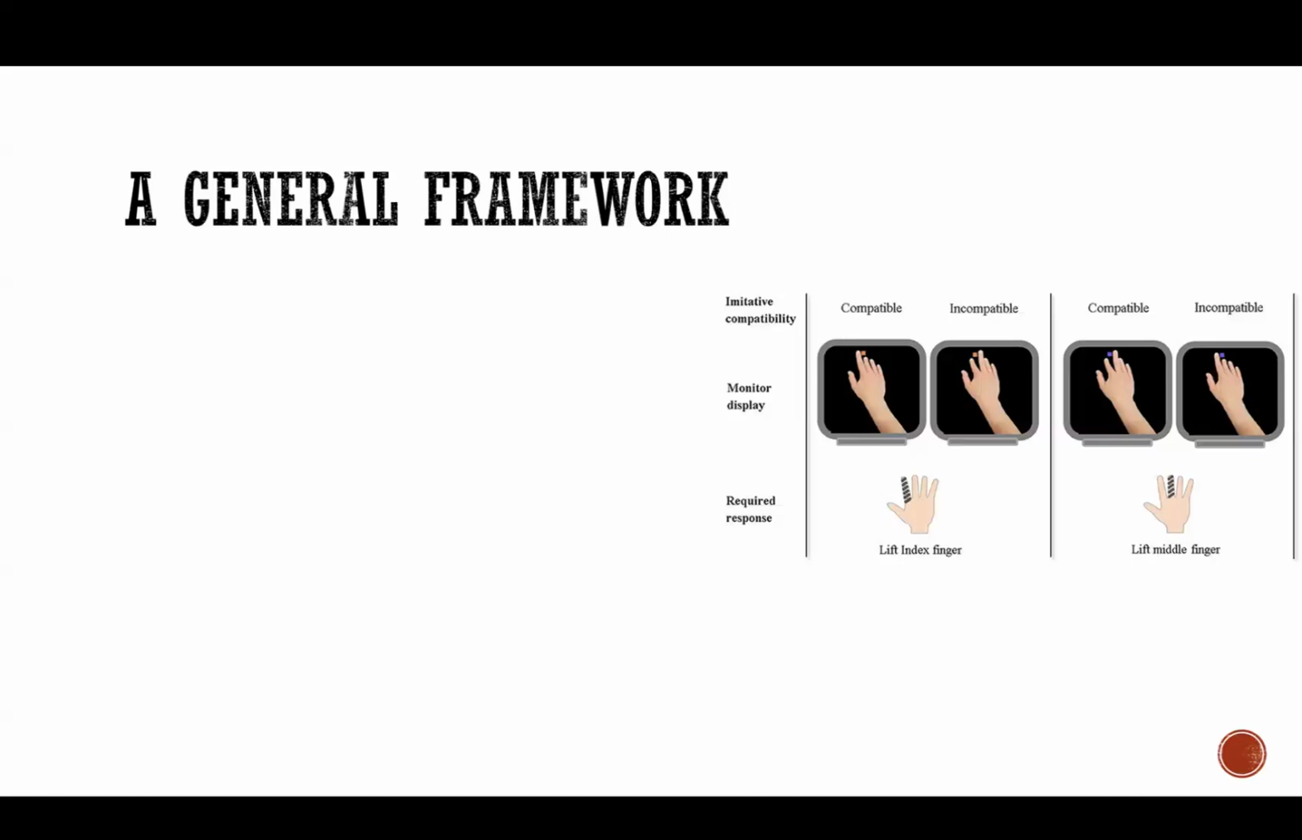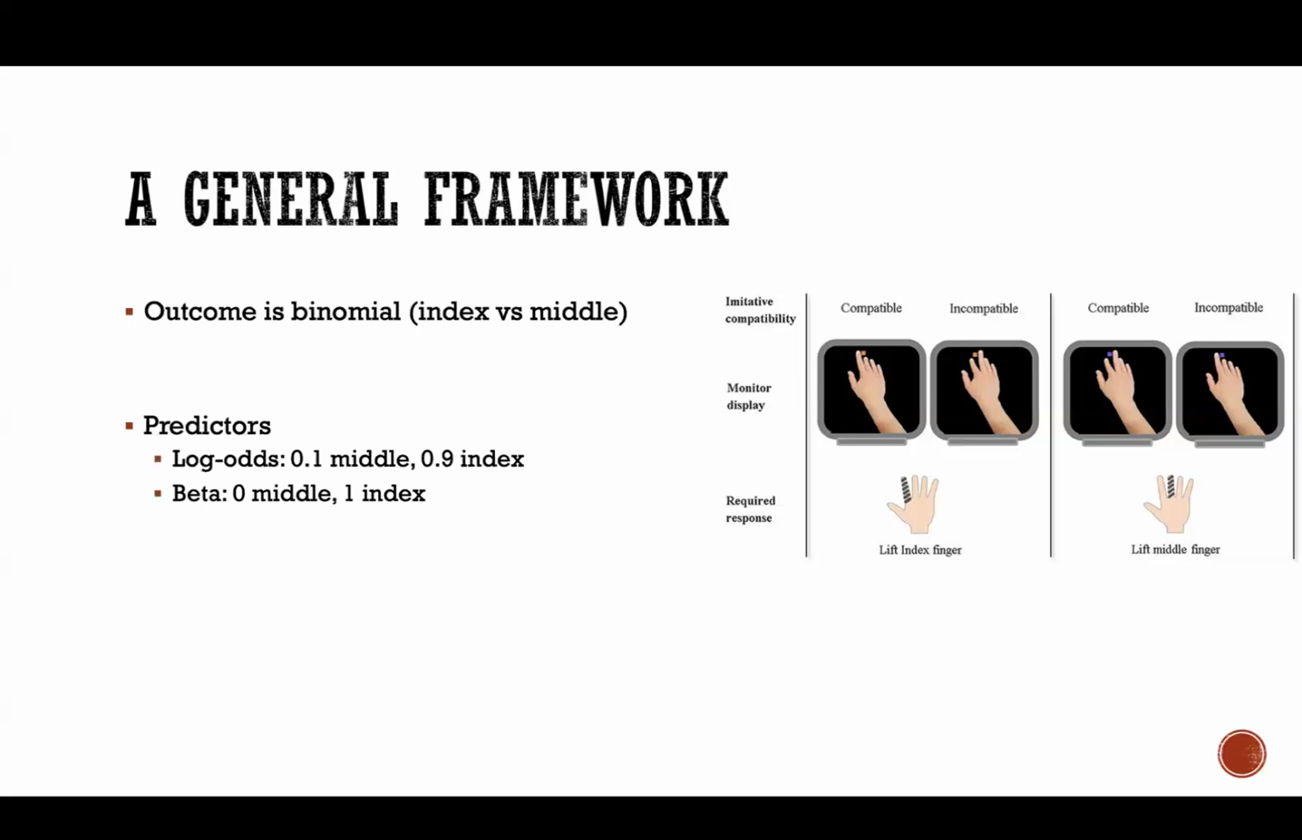And people tend to be faster when the action of the other is congruent, and they tend to be slower when it's incongruent. And so here, the way we can model it is we can have the outcome is binomial, the index versus the middle finger. The predictors on log odds would be 0.1 if the evidence points towards the middle finger, and 0.9 if it points towards the index finger. Again, why are we not going to 0 and 1?